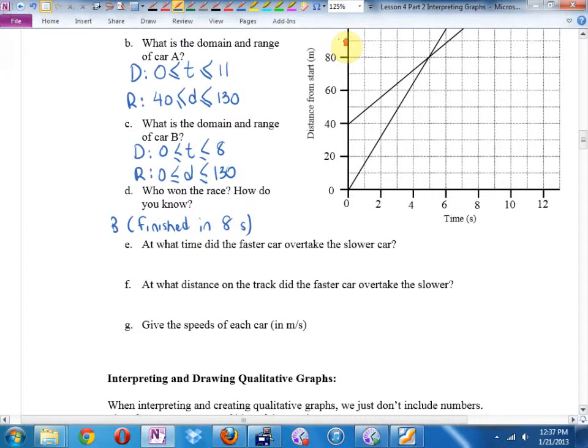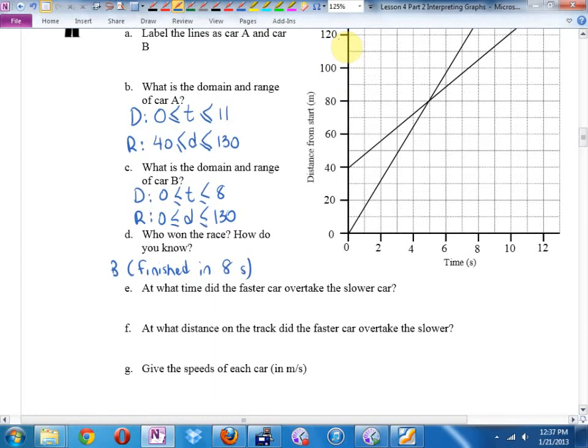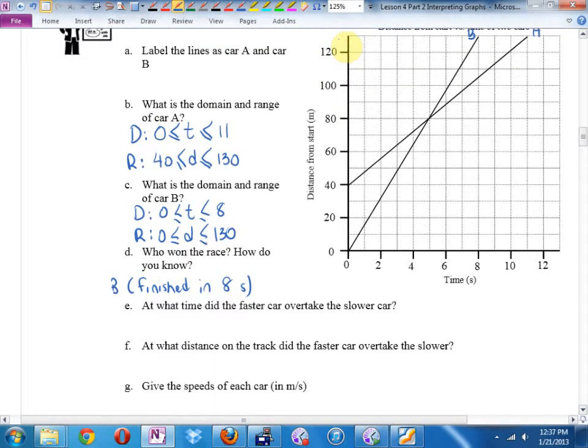E. At what time did the faster car overtake the slower car? What are you looking for on the graph? Ooh, you even used a math word. What did you say? When they what? Intersect. Oh, I thought he was going to say when they cross. Yeah, the intersection point.